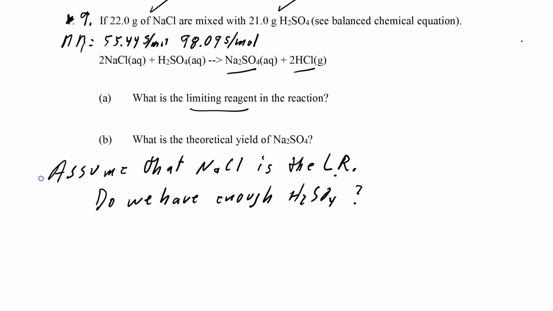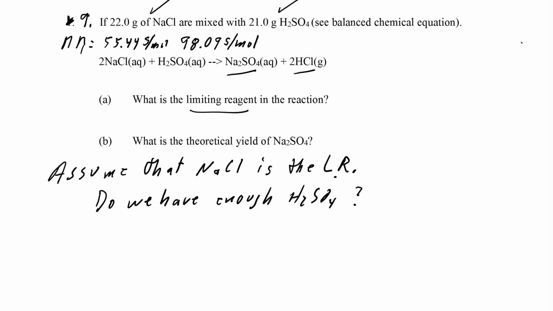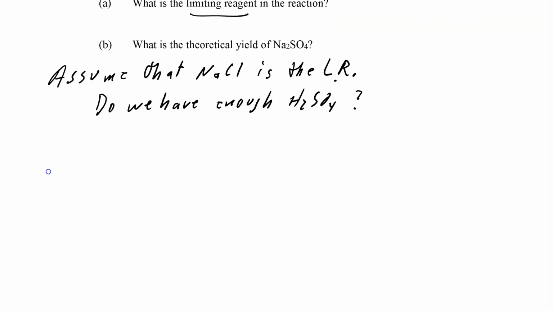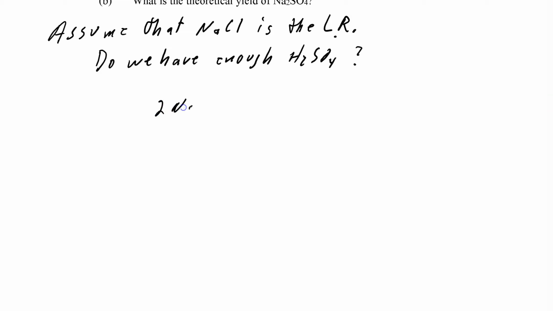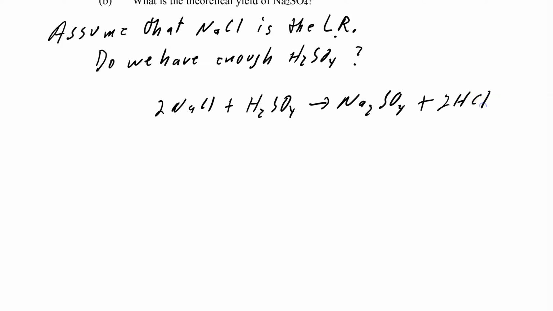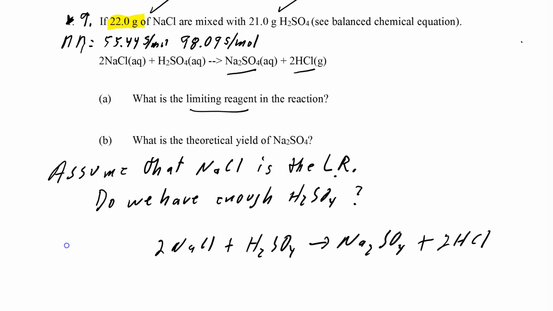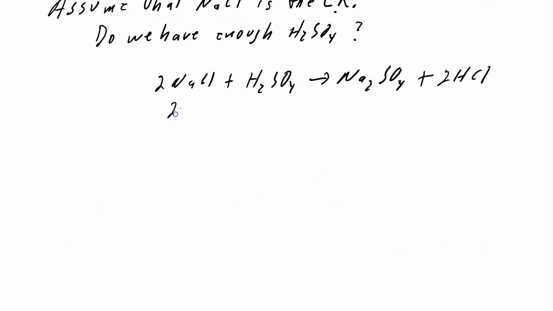So our question is going to require us to calculate how many grams of sulfuric acid we need if sodium chloride is our limiting reactant. That would be all 22 grams of our sodium chloride reacting. So let me rewrite the equation down here so we can draw our roadmap. We have 2 moles of sodium chloride, I'm going to skip the subscripts, plus H2SO4, and that's going to give us our sodium sulfate, and our other product is going to be 2HCl. So we are given in the problem 22.0 grams of sodium chloride. The question is, how many grams of sulfuric acid do we need to react with all of that?